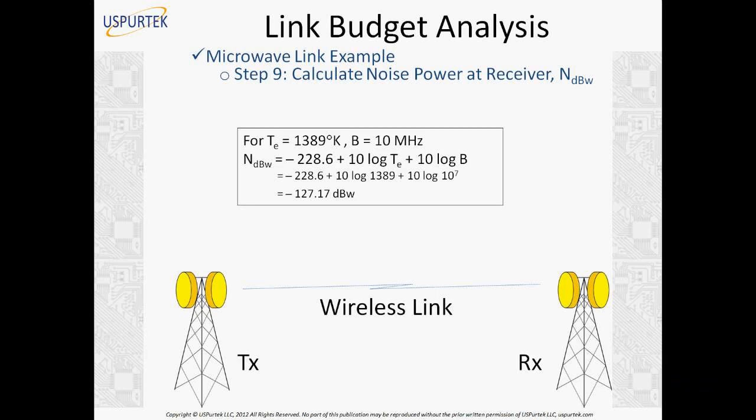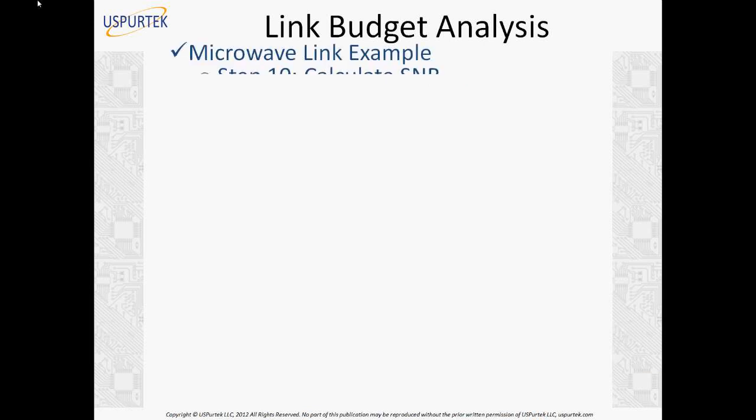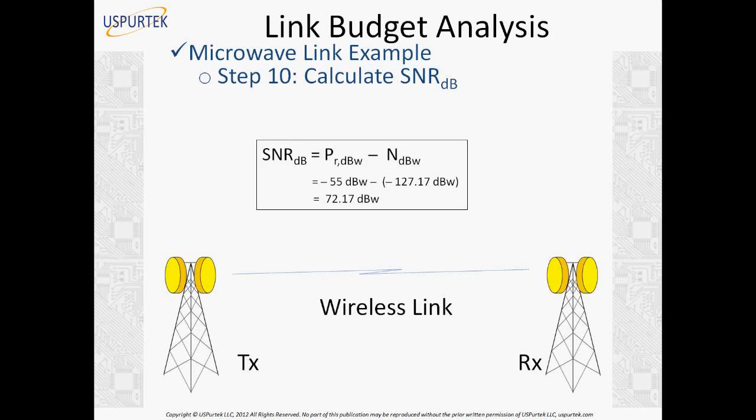Now let's calculate noise power at the receiver. We had the total noise temperature at the receiver calculated to be 1389 degrees K, and we are assuming a bandwidth of 10 megahertz here. So we come to minus 127.17 dBW. Now it's very simple to calculate our signal to noise ratio. We have a signal to noise ratio of 72.17 dB here.